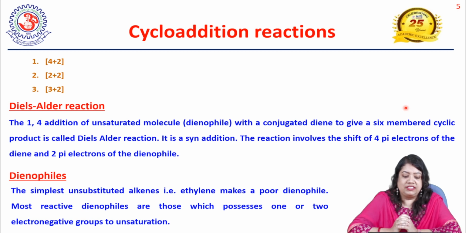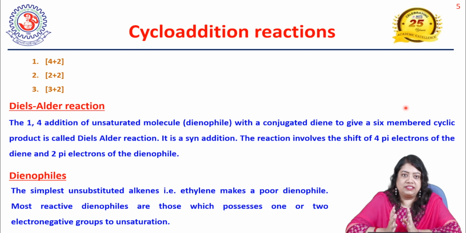Diels-Alder reaction is the addition of an unsaturated molecule to a conjugated diene to form a six-membered ring. And in Diels-Alder reaction, syn addition takes place, and the reaction involves the shift of 4 pi electrons of the diene and 2 pi electrons of the dienophile.